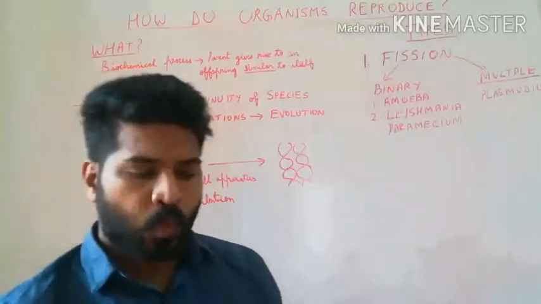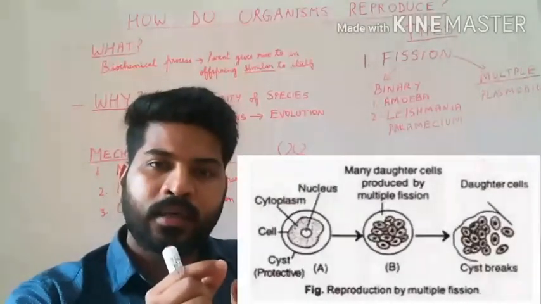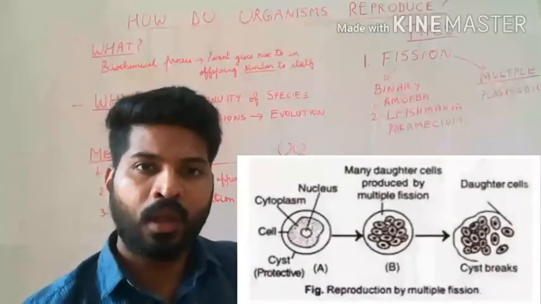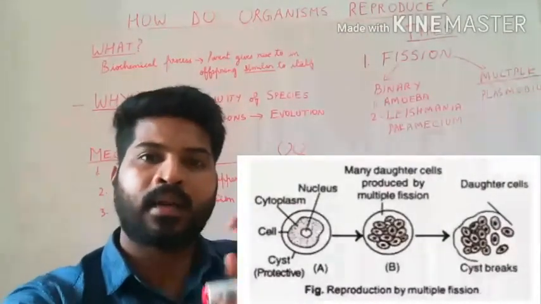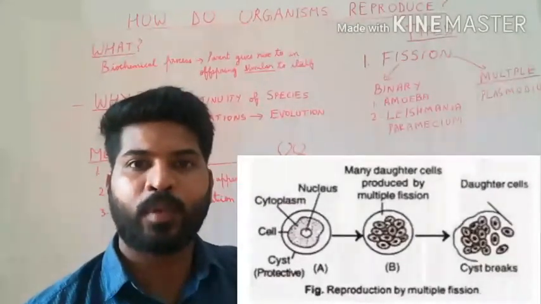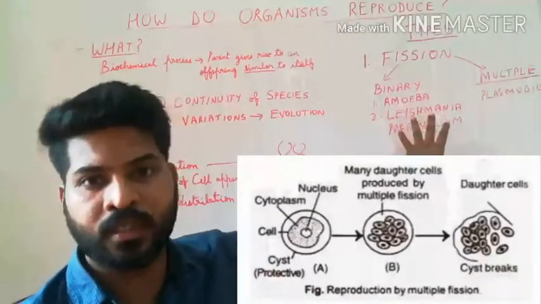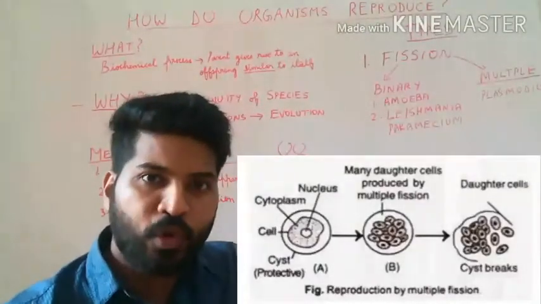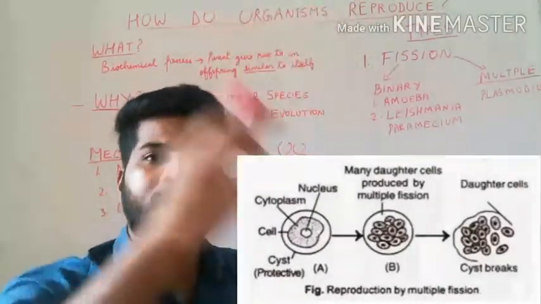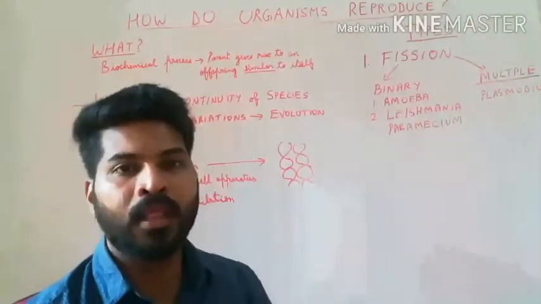In the case of Plasmodium, what happens is the single cell's nucleus divides. This nucleus keeps on dividing repeatedly, producing the multinucleate condition. Not only that, the outermost covering is covered by a thick wall called the cyst. This cyst helps in protection from the harsh conditions present in the outer environment, which is not seen in binary fission. When the conditions are favorable, each nucleus is surrounded by cytoplasm. The outermost cyst breaks open and these are released outside. So there are literally hundreds of individuals produced by multiple fission.